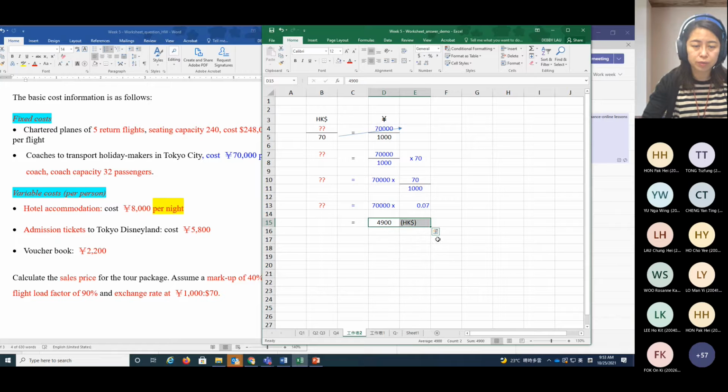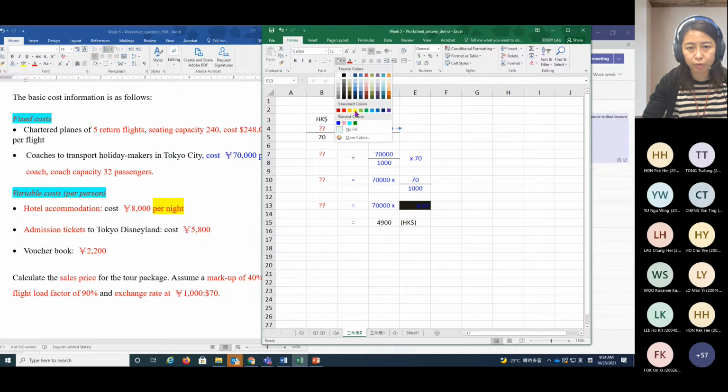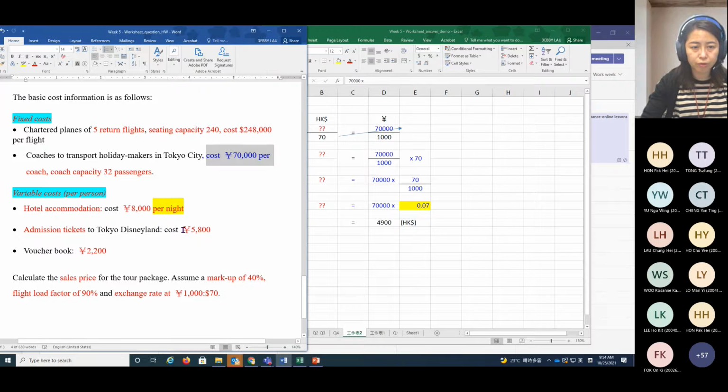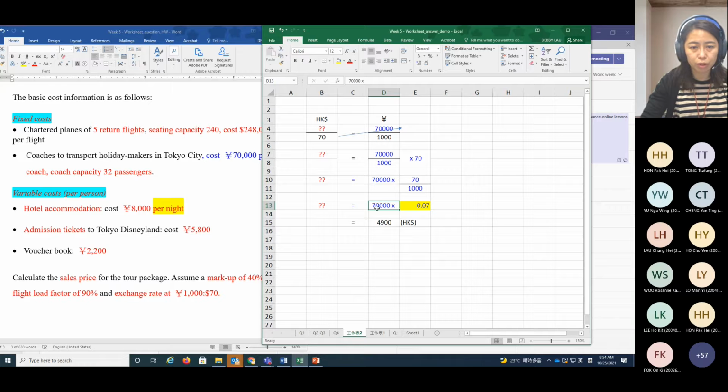So here you find a rule. If you want to convert the Japanese yen to Hong Kong dollars, you just times 0.07. Even though you have 5,800, you do the substitution into the formula, times 0.07, and you can come out with the answer easily.